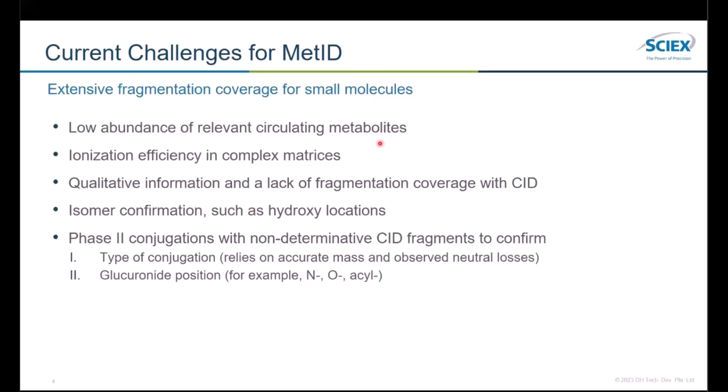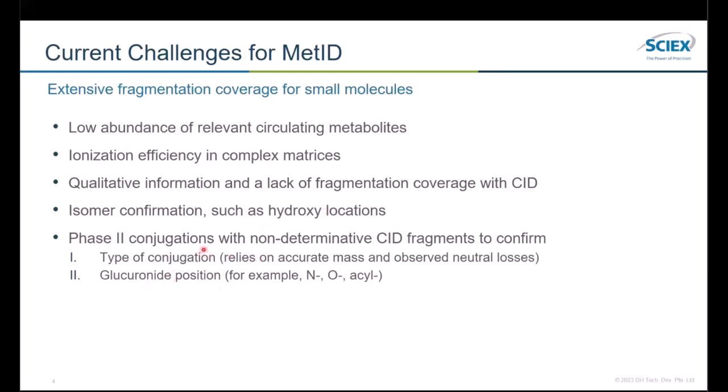The third is on the qualitative information. We know the CID sometimes lacks the qualitative information or doesn't have enough information, especially when we are talking about phase 2 metabolites. So that is being overcome by EAD with the ZenoTOF 7600 system. And also, if there is hydroxy metabolism, it is very important to have isomeric confirmation of where the hydroxylation is happening. For that, you need a richer MSMS spectra, which is not possible with CID sometimes. So we have an additional complementary technique, EAD, that you use for generating much richer MSMS spectra.